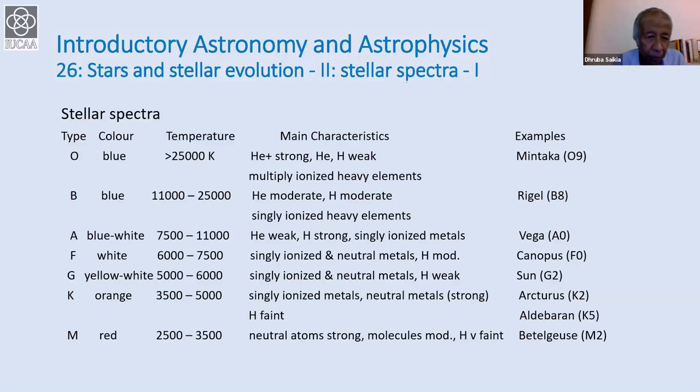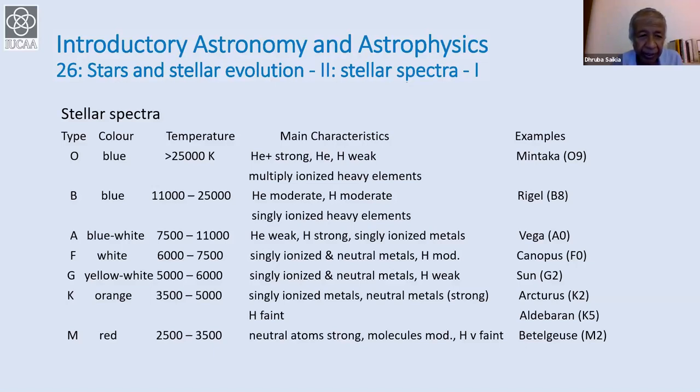Okay. So the O-type stars are the hottest stars, greater than 25,000 Kelvin. And ionized helium, helium plus, is strong. Helium and hydrogen are weak. Multiply ionized heavy elements, you will see. And I'm giving an example over there. Okay. And helium actually gets weaker at lower temperatures because you don't have the energy to excite it. Okay. So you need the most energetic photons to be able to excite helium.